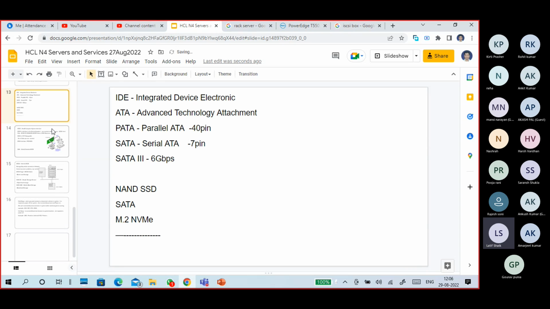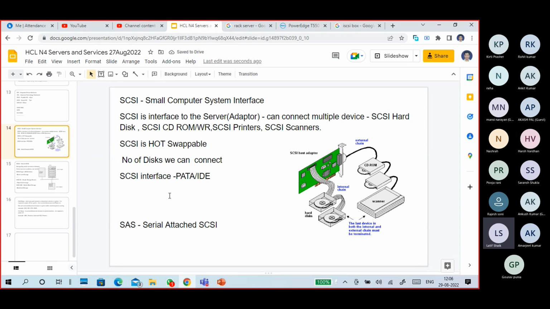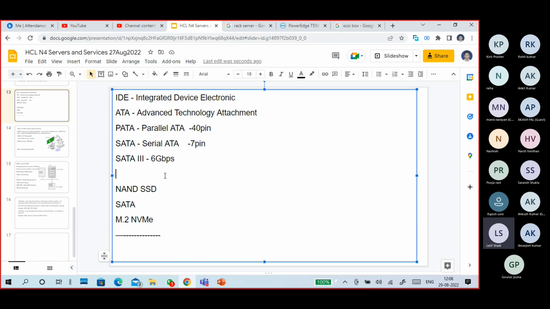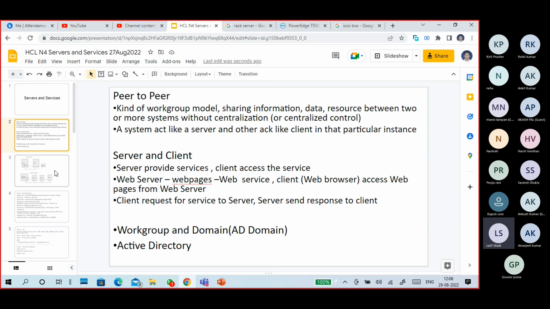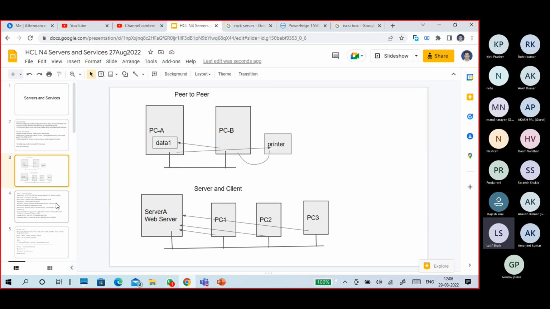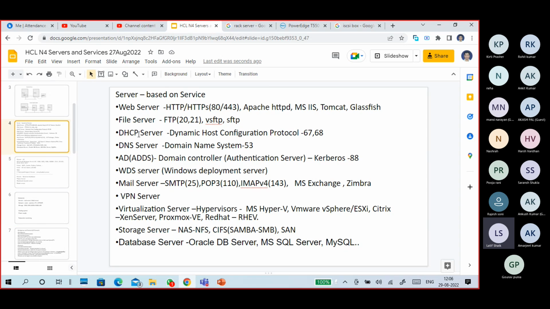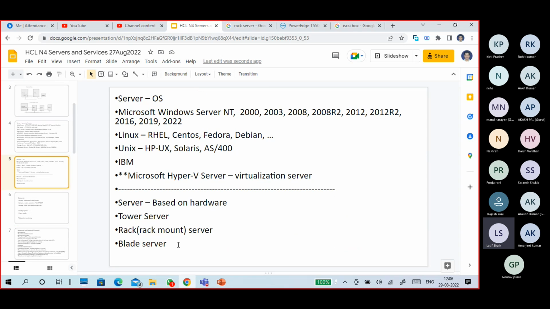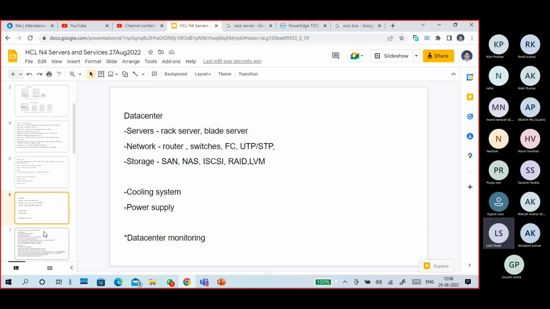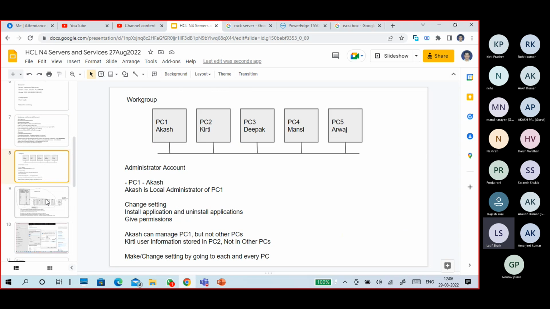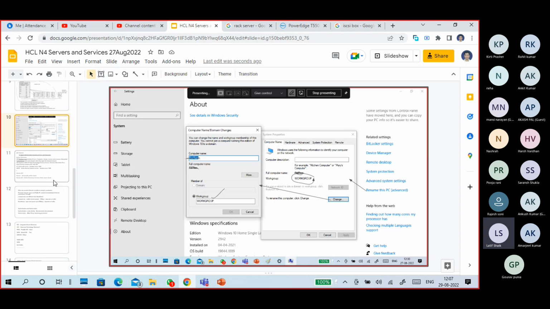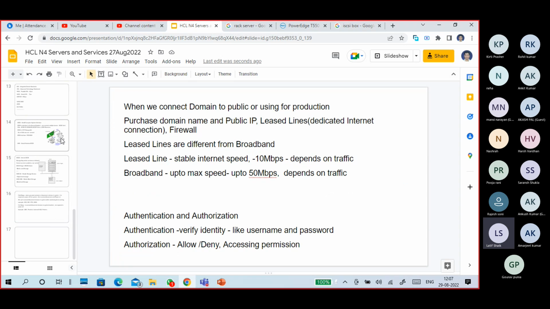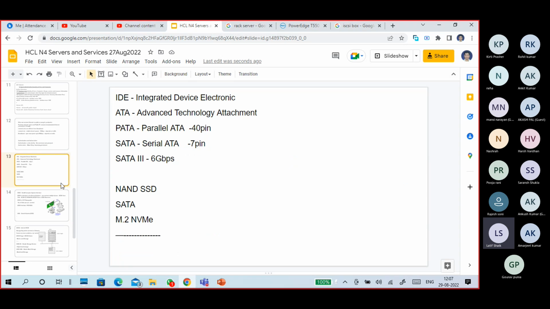Guys, we can consider these are all storage connectivity. Luckily he asked a question and I didn't skip anything. Look, yesterday's class I explained what a server is and the different types of servers. Here are rack and blade servers, just go through them once again. Workgroup and domain I didn't re-explain, but I will do that later. But we jumped from there to storage, which is also a very important concept.